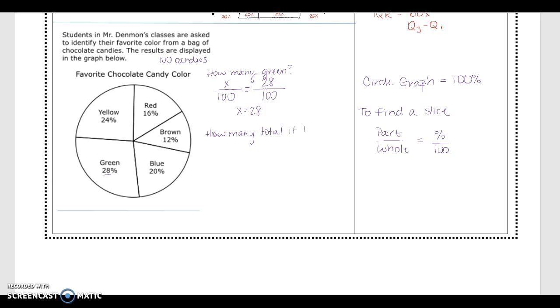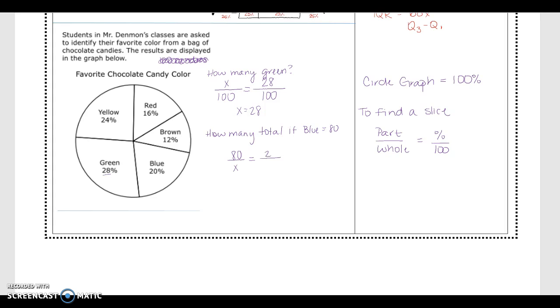If blue is 80 candies, okay? So I would go, if we are given, this is the part, right? That's a slice. So my slice or my part will go up here. And then we're saying we don't know how many candies because now we're not talking about this situation anymore, right?